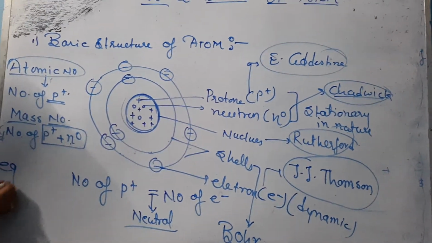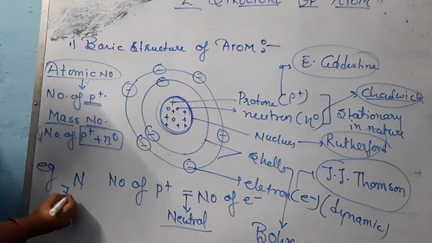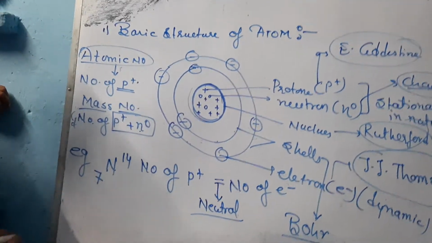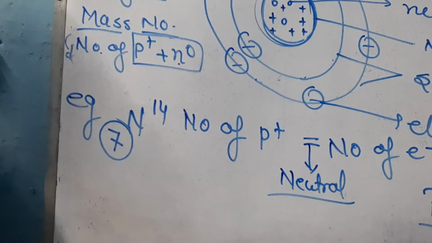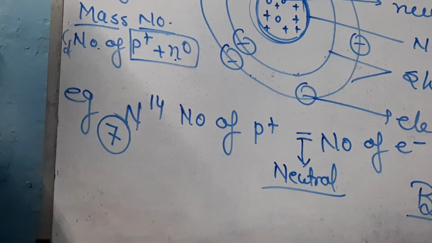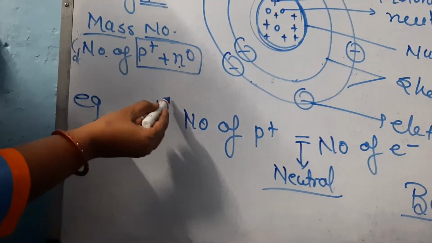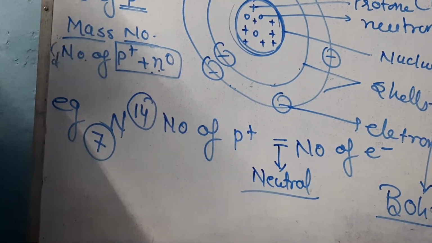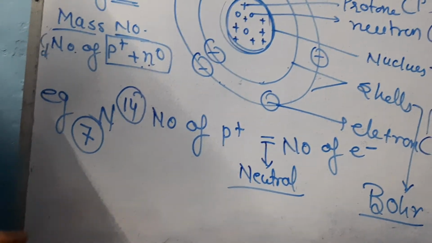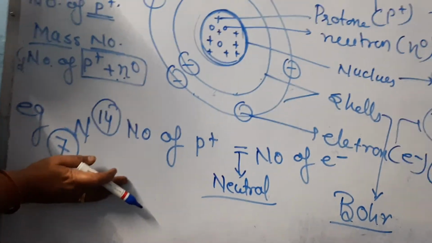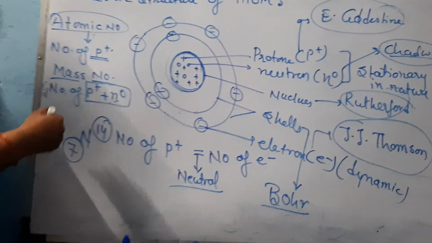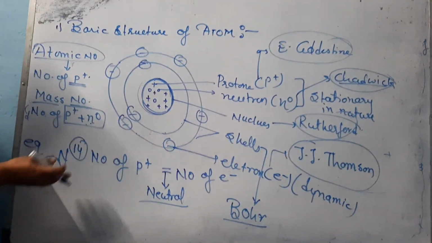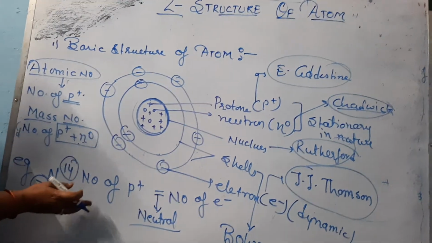For example, nitrogen: atomic number 7, atomic mass 14. It means the number of protons is 7, and the number of protons plus neutrons is 14. Isn't it, beta? So you have to follow this video. In the next part, I will give some more information about it. First of all, you make it confirm and you try to learn it.